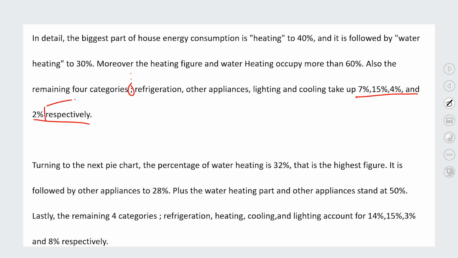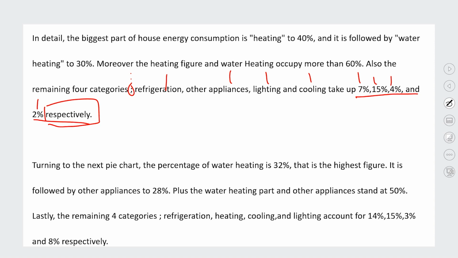I like the word respectively. I like the way this candidate has said appliances, lighting, cooling, 17%, 40%. Oh yeah, refrigeration. So I like the way that they've given that information. That's a good sentence to use. But my issue is that there's no comparison between this information and the other information.